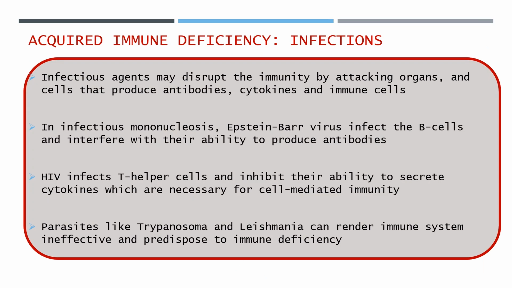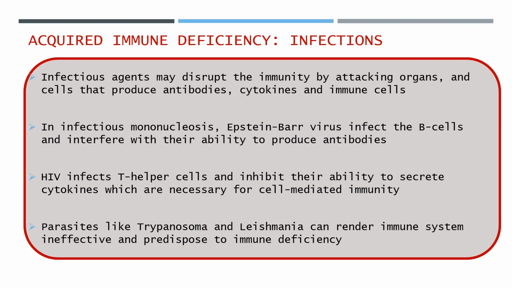Immune deficiencies can also be acquired, and one of the common causes of acquired immune deficiency is infection. Infectious agents are able to disrupt immunity by attacking organs and other cells that are involved in the production of antibodies, cytokines, and immune cells. Once these products are disrupted, the affected individual is no longer able to mount any form of immunity against the invading microbe.